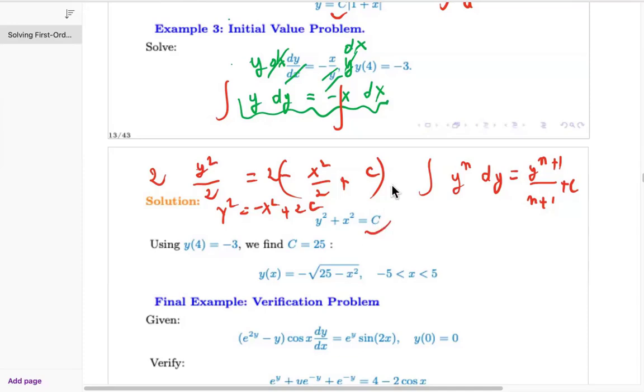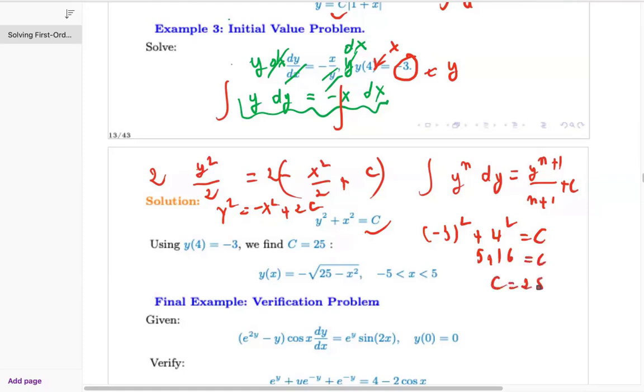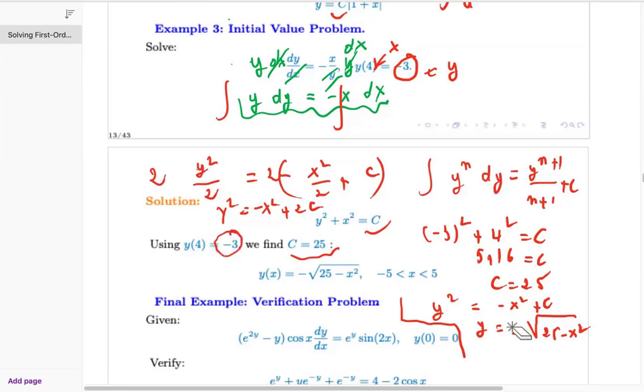We can find the constant c by using the following initial condition. We replace x by 4 and y by minus 3. Minus 3 squared plus 4 squared equals c. 9 plus 16 equals c. Then c equals 25. After that, we can find y squared equals minus x squared plus c. Then y equals plus or minus the square root of 25 minus x squared. Why do we choose the negative expression? Because the initial condition is negative, so the solution is minus the square root of 25 minus x squared.